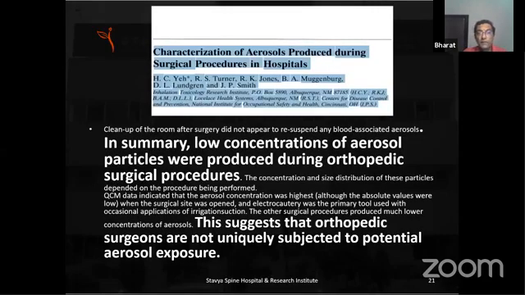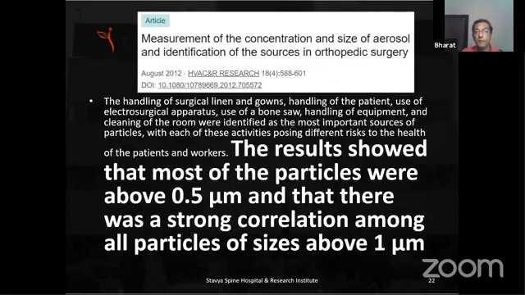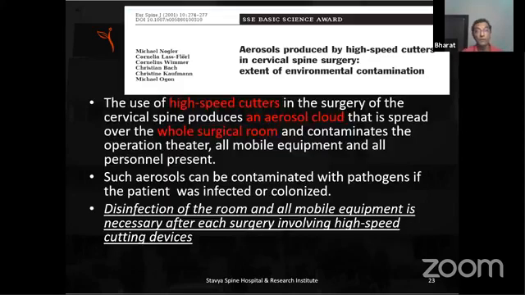A couple of articles say that it is not just related to spine surgery or orthopedic surgery, but any surgery that uses cautery has the potential to generate aerosol. As for the measurement of the aerosol, the particles generated are 0.5 micron or even larger, 1 micron. So that is something just to share with you. The particle could be really as tiny as 0.5 micron.